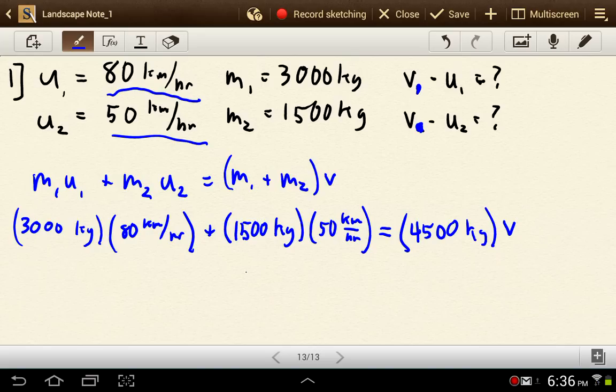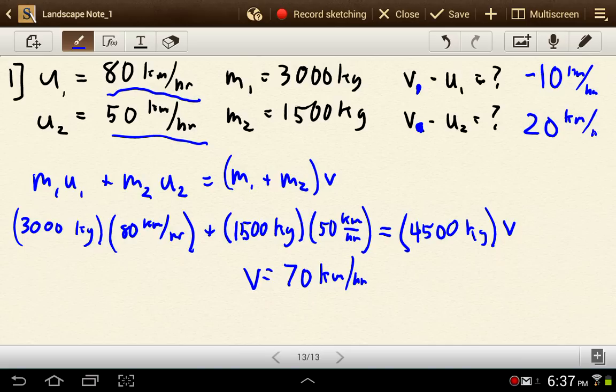So the answer that comes out is V is 70 kilometers per hour, which means Indy has to slow down by 10. So Indy loses 10 kilometers per hour. Meanwhile, the German officers and Belloq, etc., get whiplash because they speed up by 20 kilometers per hour. And that is problem one.